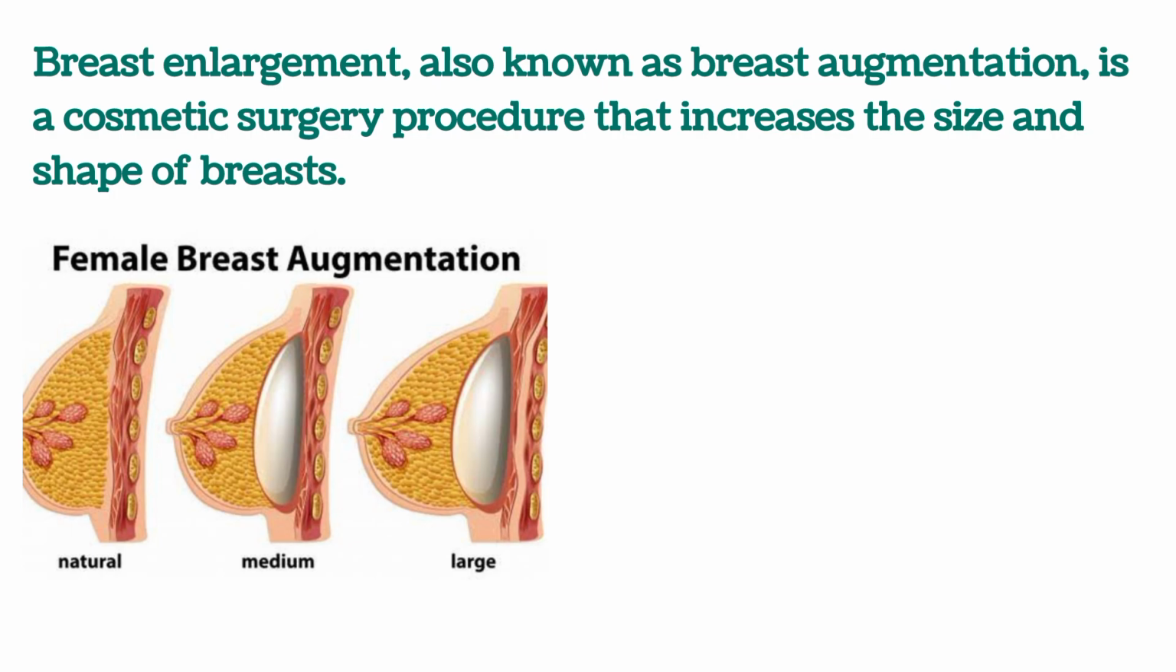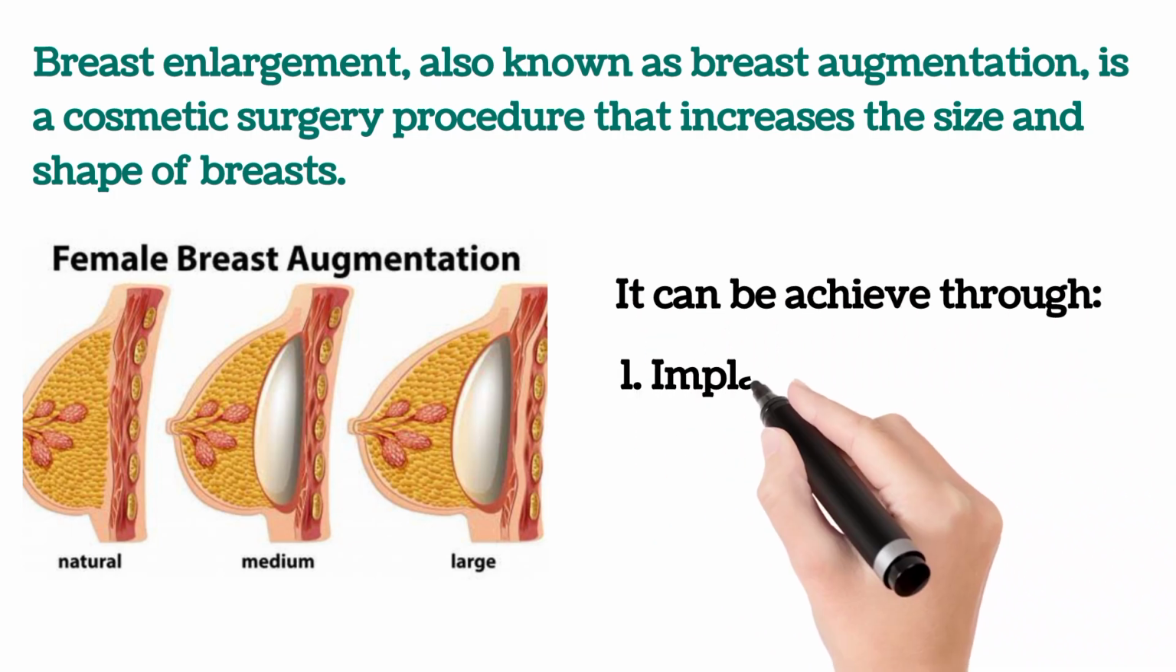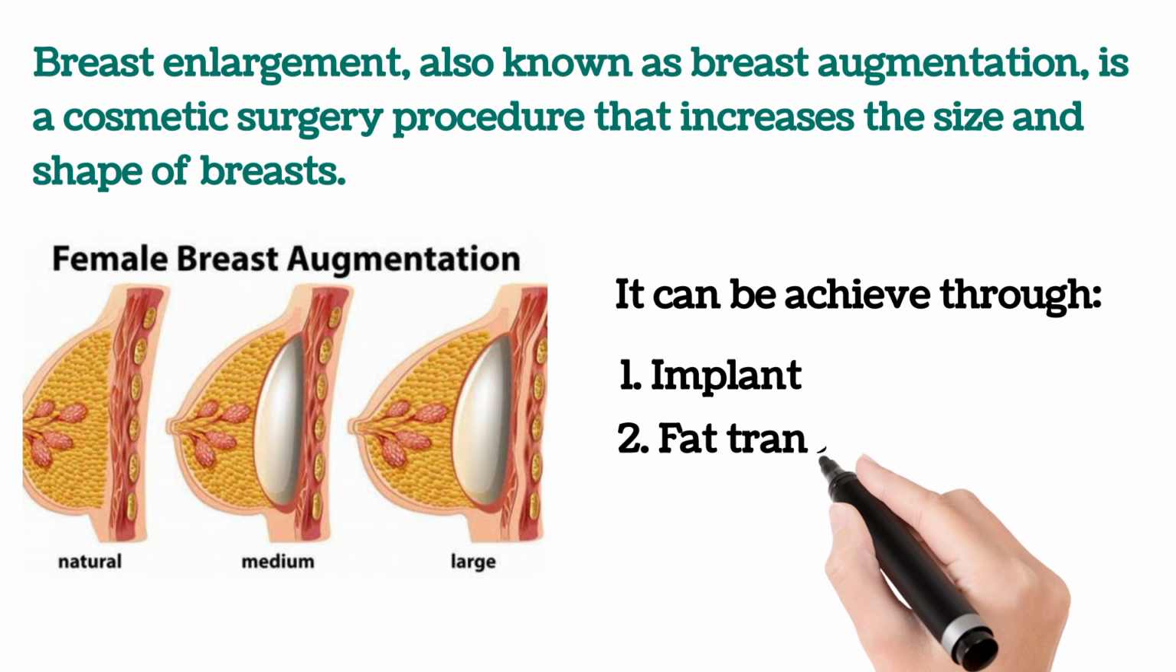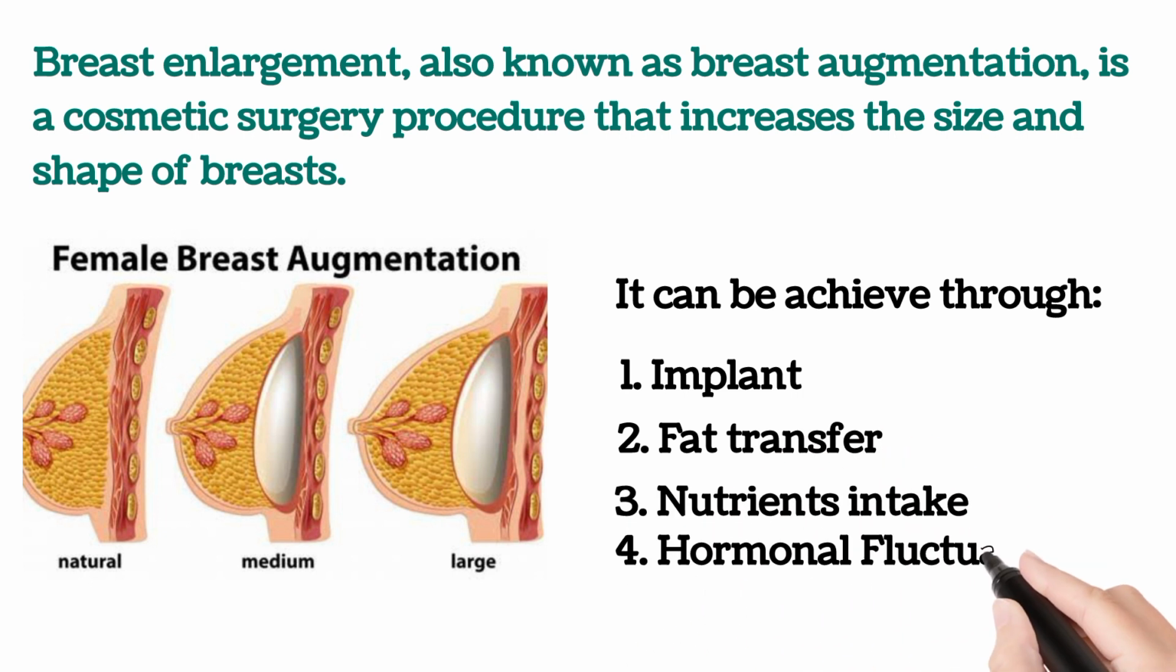sizes. So you see, this figure shows natural, medium and large breast. You can see the natural one is smaller, and the medium one is smaller than the large one. So how can this be achieved? It can be achieved through implant, fat transfer, nutrient intake, hormonal fluctuations and exercises.